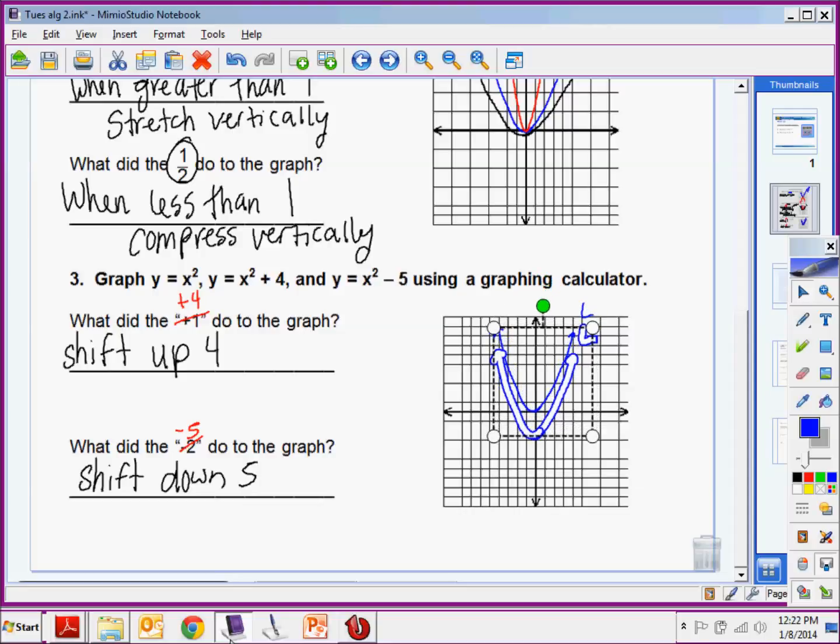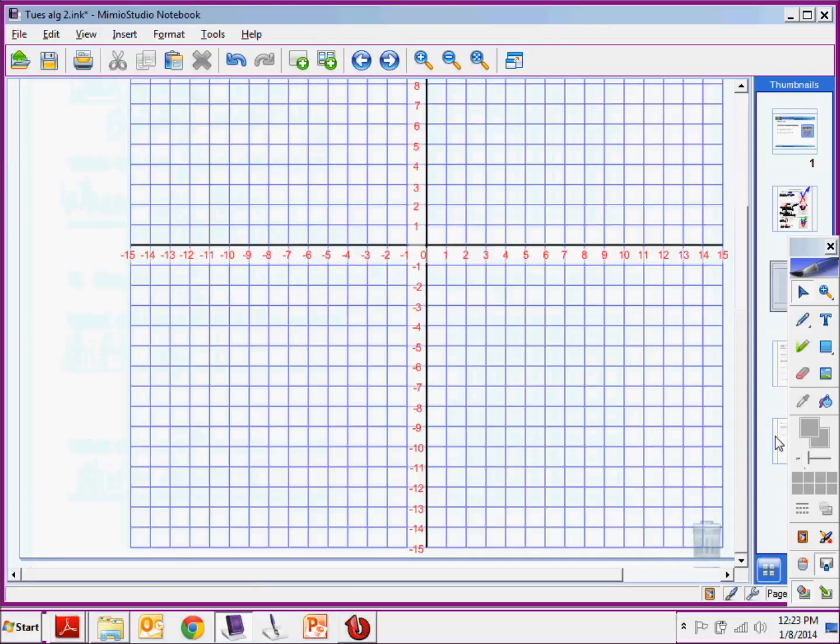All right, so then I'm going to move down 5. And then I'm going to move up 4. I'll let it be green. So when there's a number inside with the x that's multiplying or dividing, it's going to be pressed and straight this way.